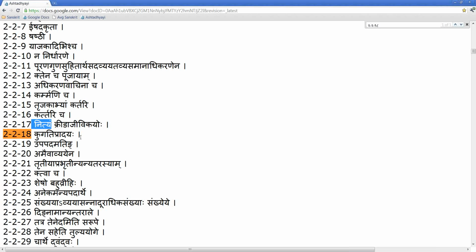So Nityam also. Towards the end, from 2.2.17, it is worth noting that 2.2.17 to 2.2.20 have these two very important sutras here, which is Kugati Pradayaha.